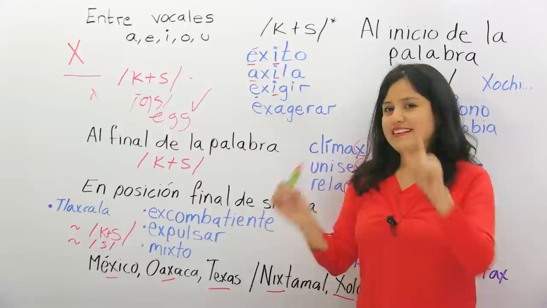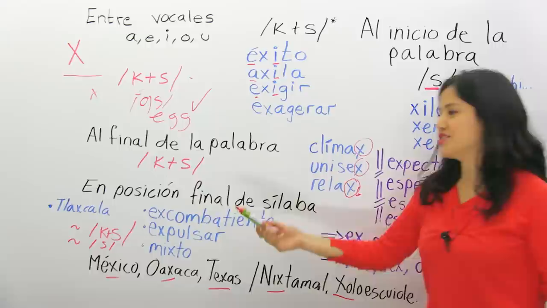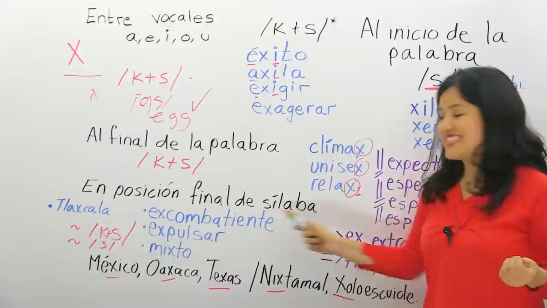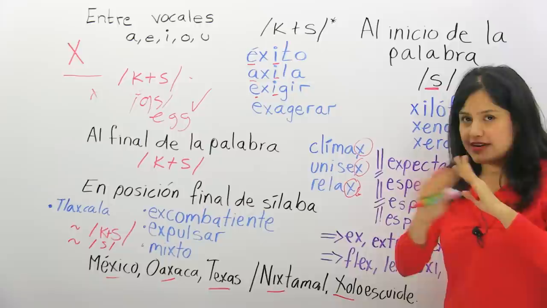This is a very tricky one, but I'm going to tell you why. En posición final de sílaba. Same as al final de la sílaba. No palabra. Sílaba y palabra. Two different things. This is a palabra. This is the end. But here we're going to see sílaba.